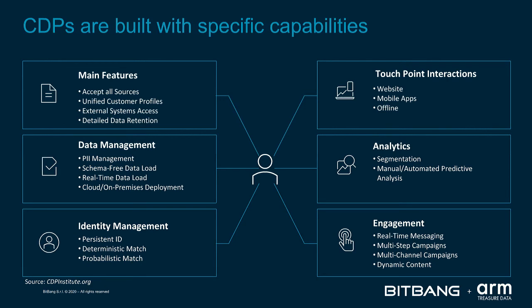And CDPs vary greatly in the features they provide. So Arm Treasure Data is, I would say, a simplified full stack platform, which includes all of these features, which are grouped into main categories. Some of them are shared features, some of them are distinguishing features, but all of them need to be mapped out to your needs and challenges.